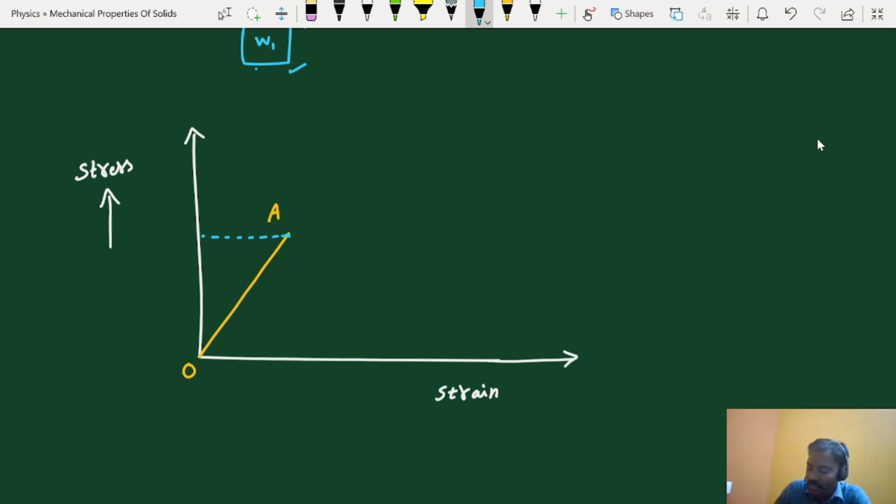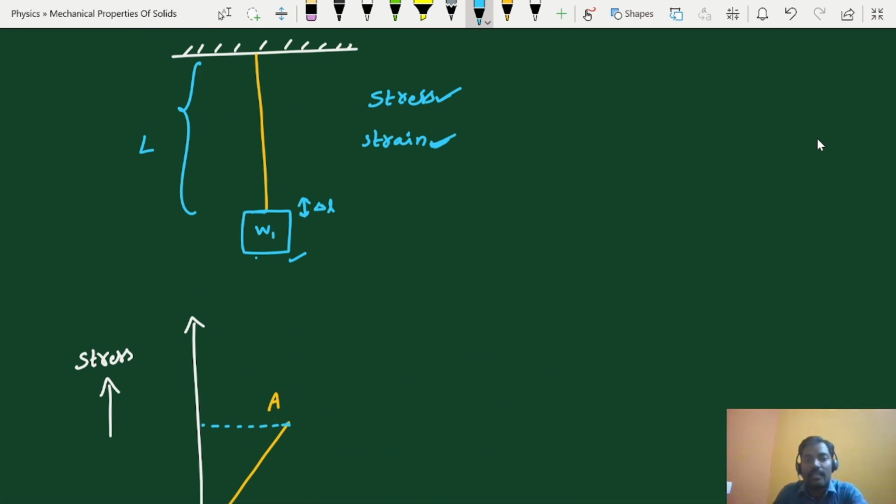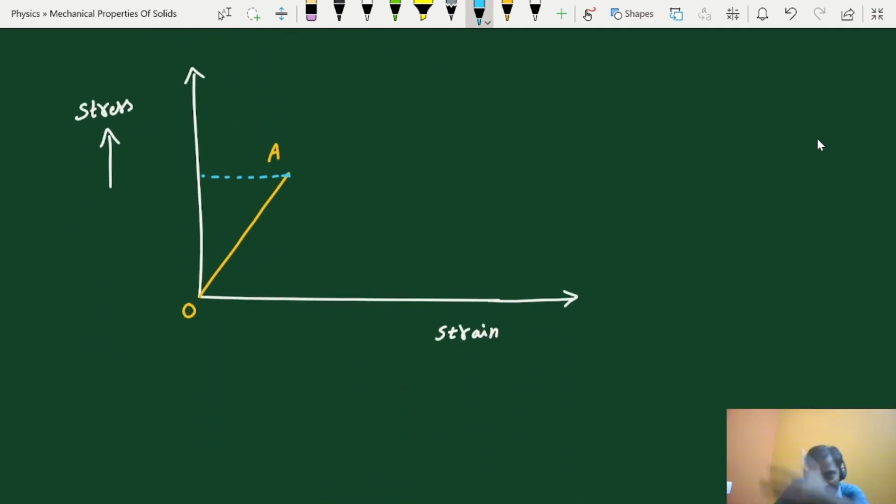At any point between O and A, if you remove the load attached here, the wire regains its original shape and size. So that is why we can say the point A is the proportionality limit. Point A is known as the proportional limit because between O to A, stress is directly proportional to strain.